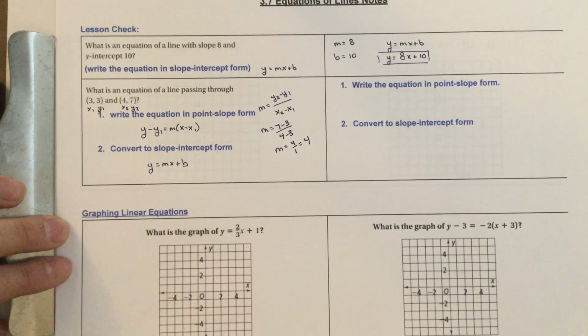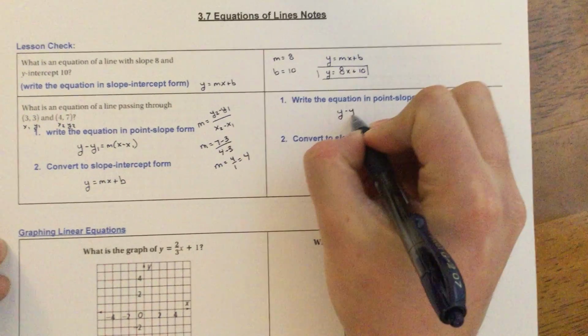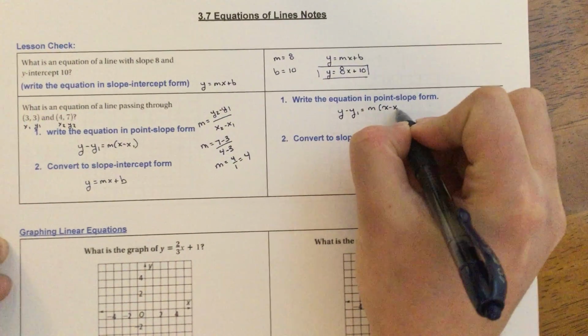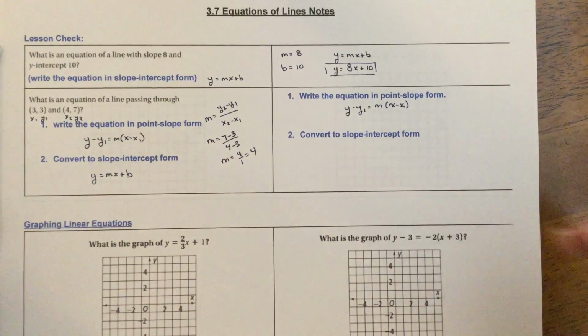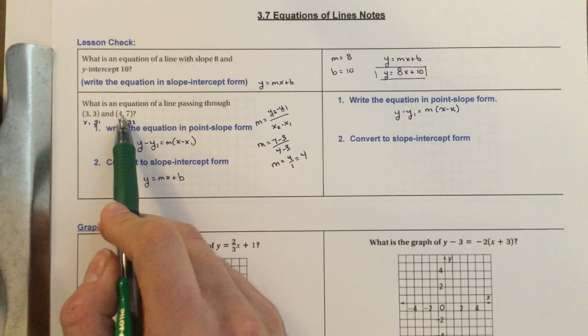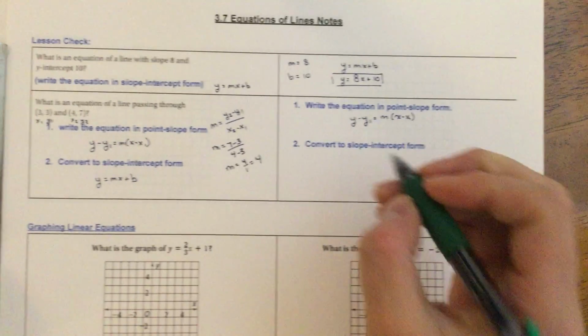Now we have enough information to write this equation. So again, we're going to write this equation as y minus y1 equals m times x minus x1. I'm going to choose one of those previous 2 points. I'm going to choose 4, 7 for this problem. You can choose 3, 3. That's okay. I'm just going to choose 4, 7 for now.